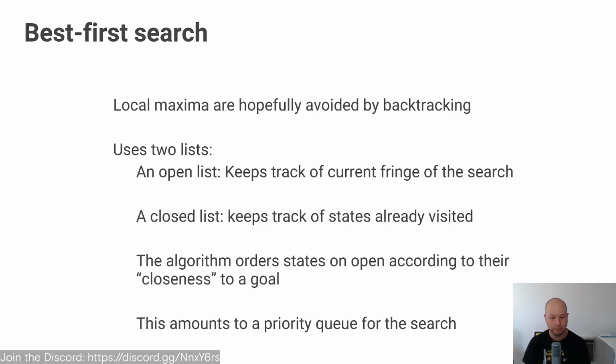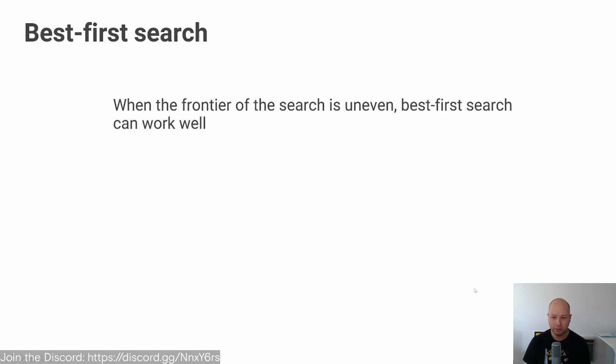You win the game. So yeah, one comment is this amounts to a priority queue. If you want to put a name on the type of data structure that we're using, we have a queue that's ordered not based on how the items are being added to it, but by some value, and that value is like a priority of some kind. So when the frontier of a search is uneven, best first search can work quite well.